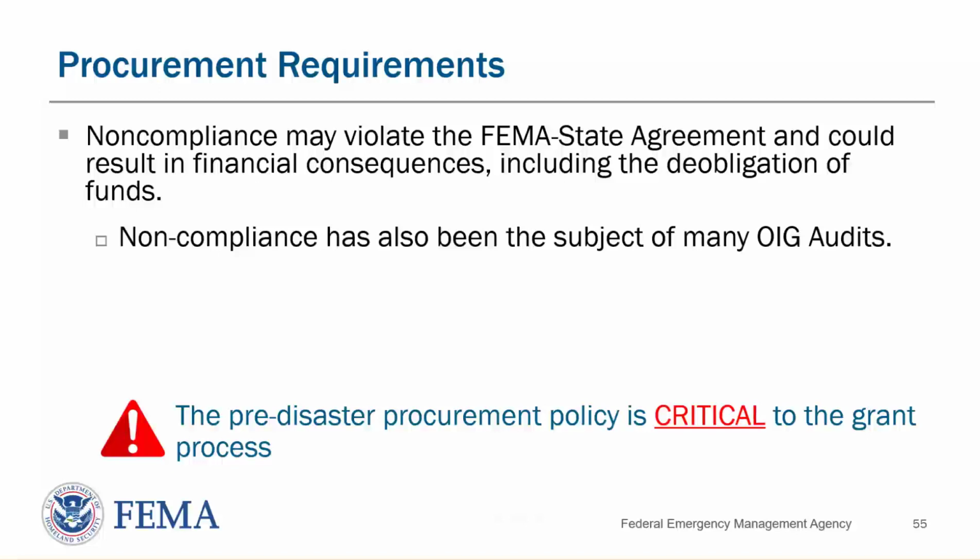Having your pre-disaster procurement policy uploaded into the grants portal from the get-go will help solve some of your problems. Just make sure that's uploaded and in the system, then your program delivery manager can read it over and you'll be able to solve some of your issues.